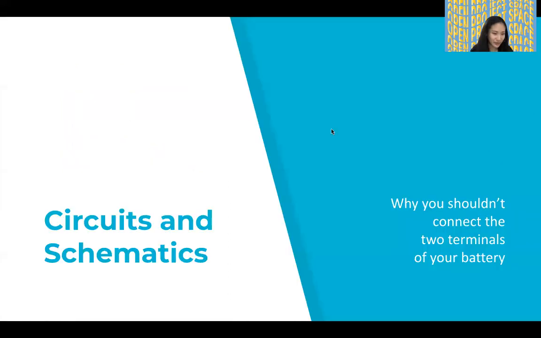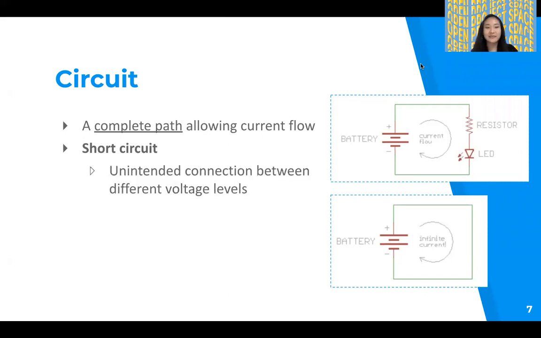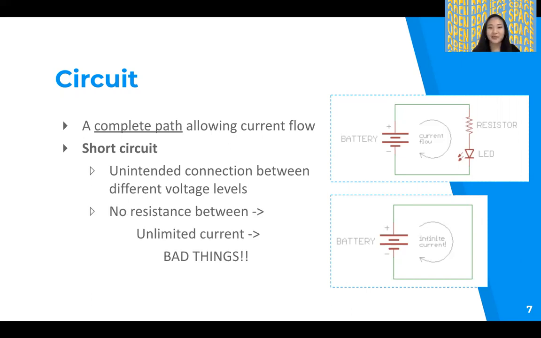All right, so now we'll be moving on to circuits and schematics. Looks like most of you are ready to get started with your math brain turned on. A circuit is basically any complete path that allows current to flow, and a complete path is required for your current to do something useful. There are many ways your circuit can go wrong, but one of the most common is when you short a component.